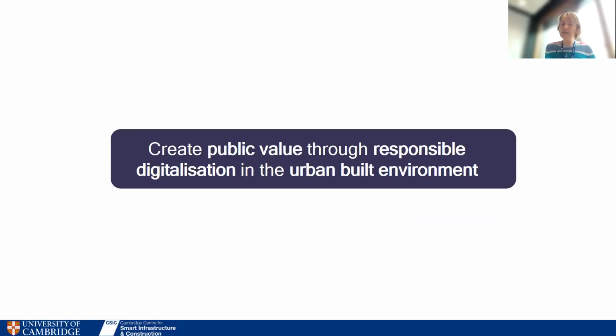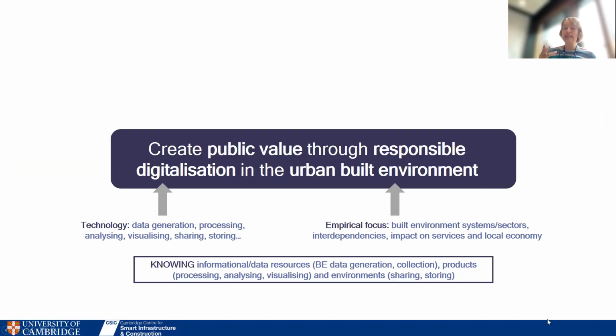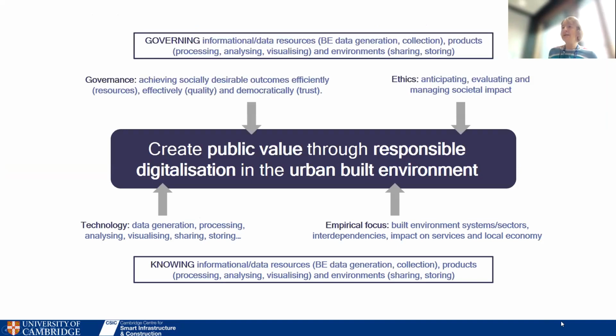So crucially, digital twins in a city context in particular must create public value through responsible digitalisation in the urban built environment. So this is all about things we need to know. So what technology do we need to use? How do we get data from it? What is it we're trying to understand through that? But then also how we need to use it. So we need to govern our use of data and our digital twins. And we need to think about the ethics of what we're trying to do. We need to understand whether there's any bias in our data inherent in what we've decided to collect. Are there any communities that are being left out, or are there any important kinds of infrastructure that we're leaving out of our collection, for example?